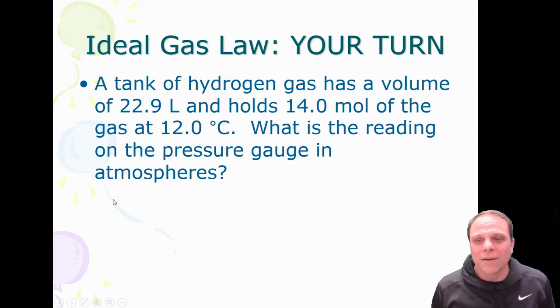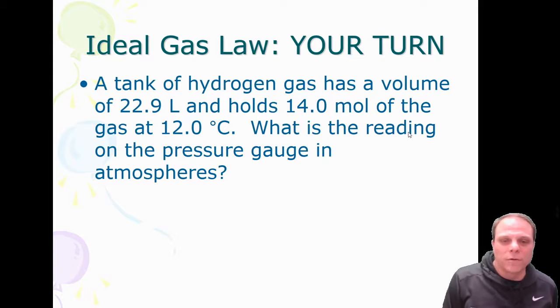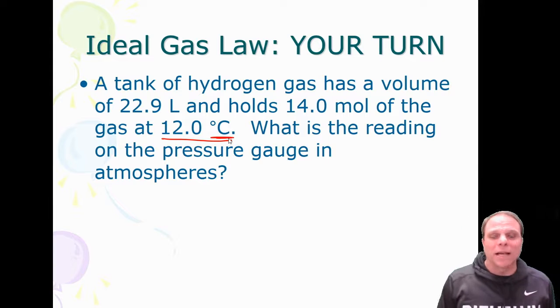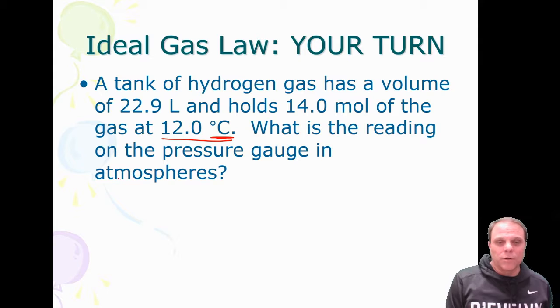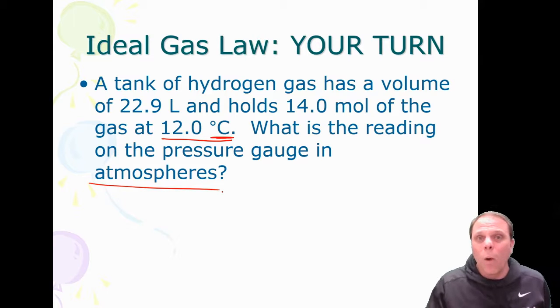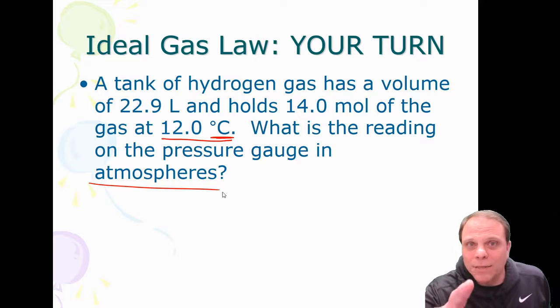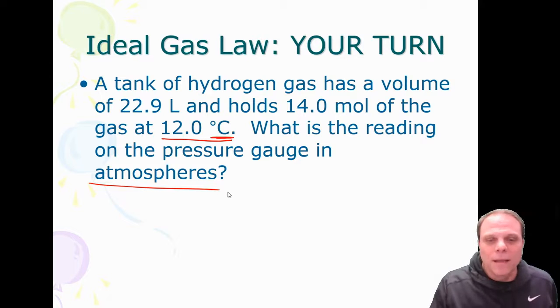A tank of hydrogen gas has a volume of 22.9 liters and holds 14.0 moles of the gas at 12 degrees Celsius. Ooh, we don't like that. We must change that. What is the reading on the pressure gauge in atmospheres? Atmospheres. Oh, that's the pressure we're looking for, which means we can use that 0.0821 R value. You ready? Pause it. You're back. Let's see what we get.